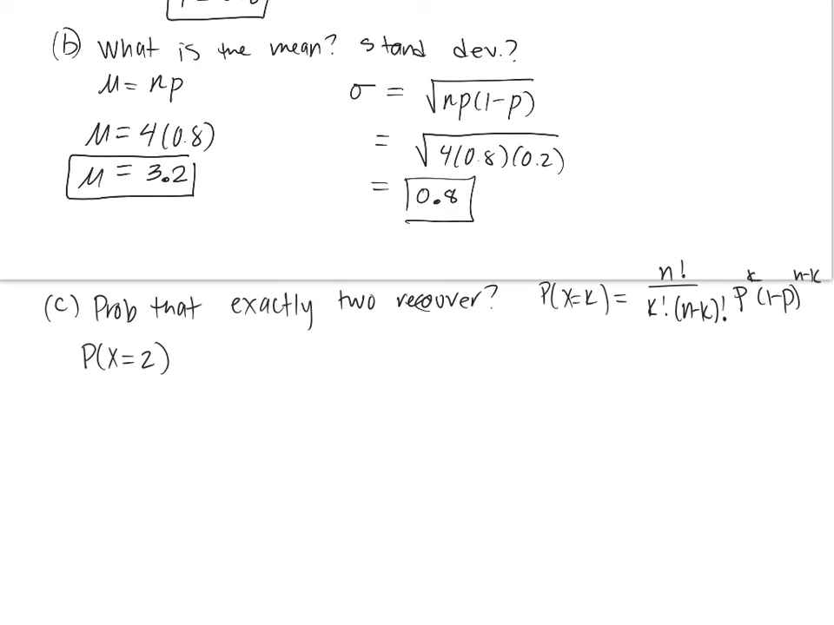So what goes in for n in this case? 4. K is 2. N minus k is 2. P is 0.8 to the 2, and 1 minus p to the also to the 2. Oh, and sorry, 1 minus p is 1 minus 0.8, or 0.2, excuse me.